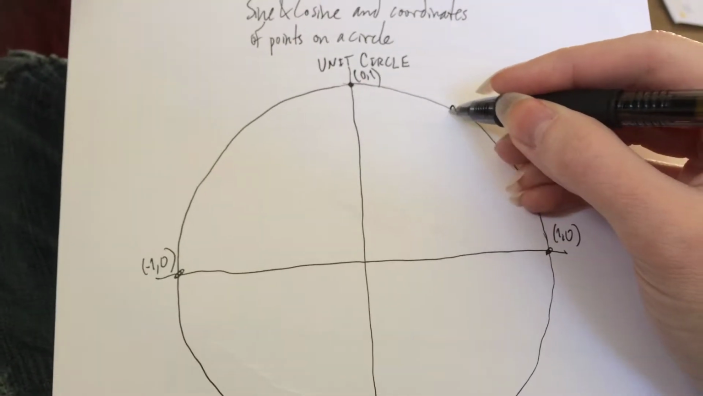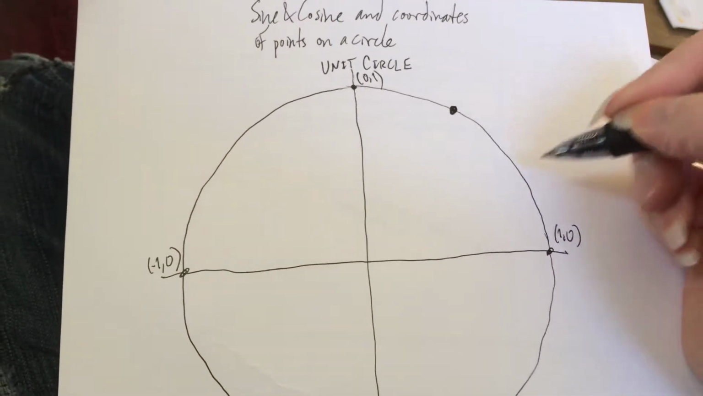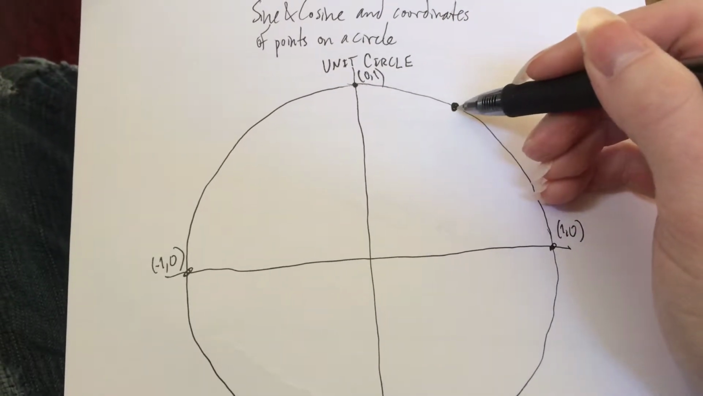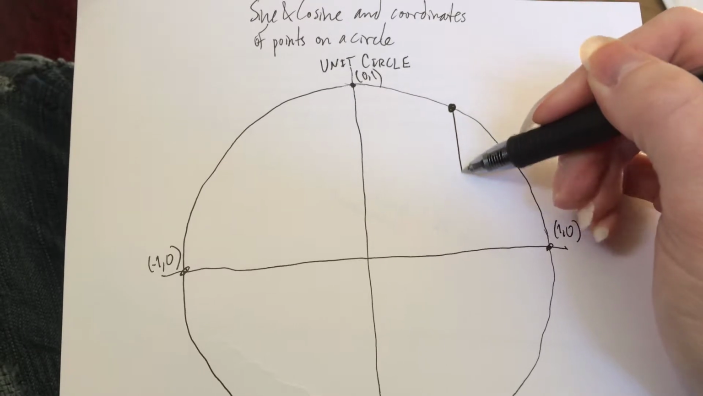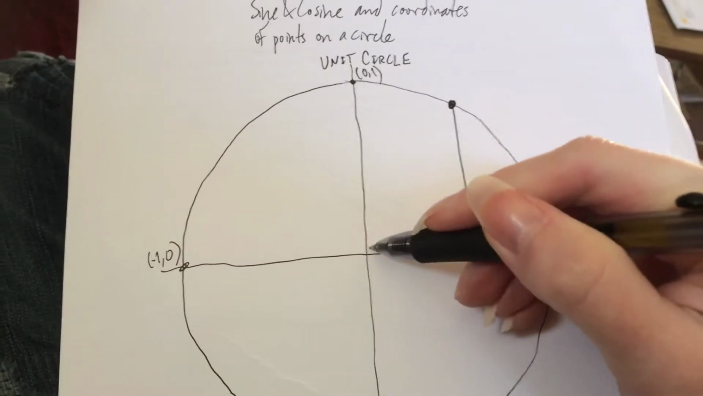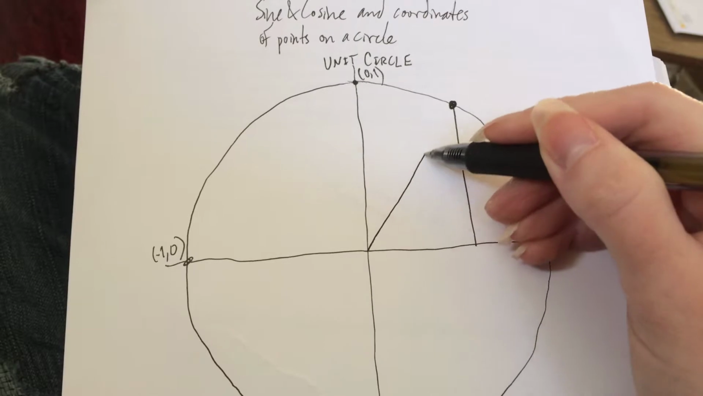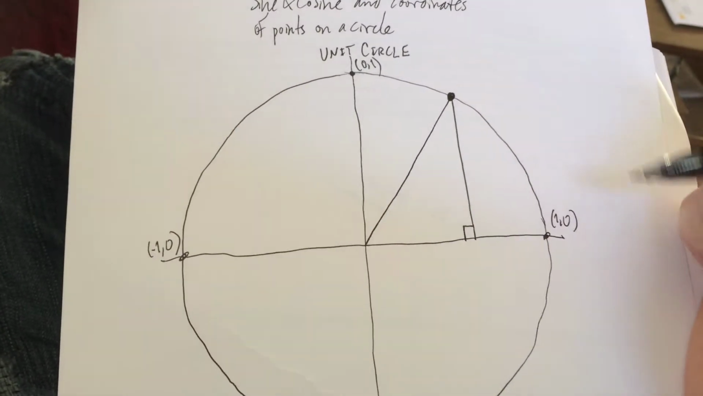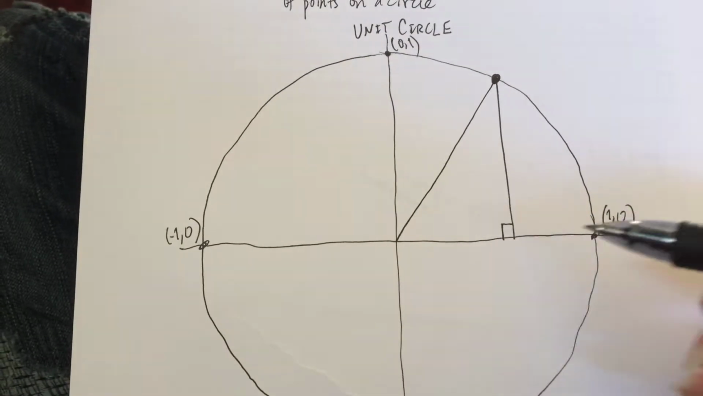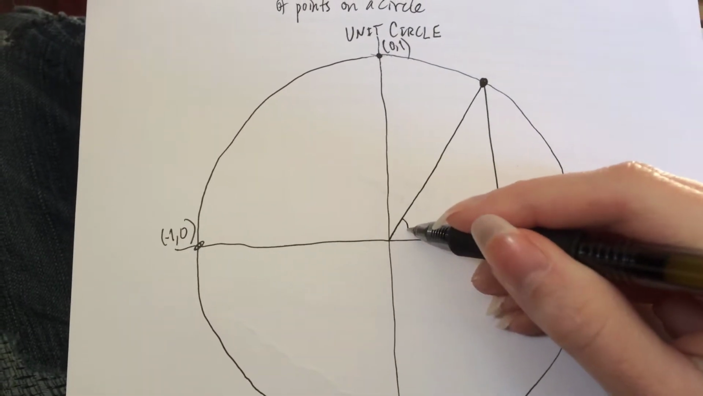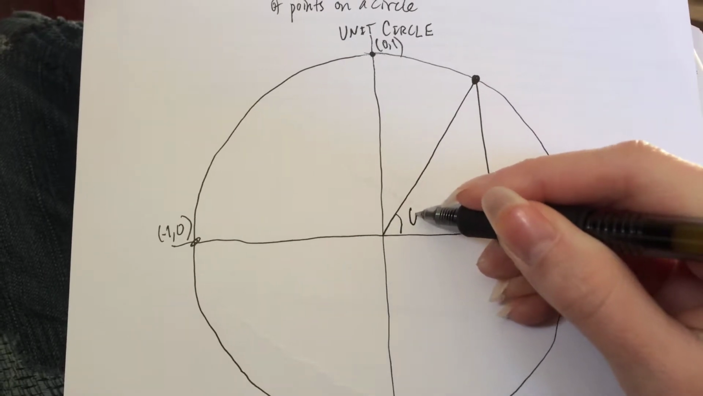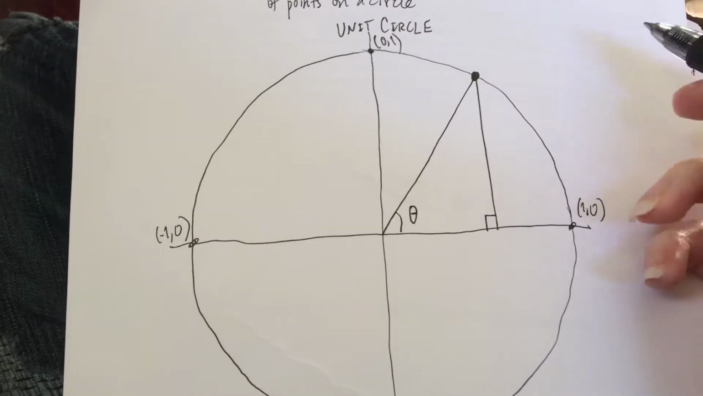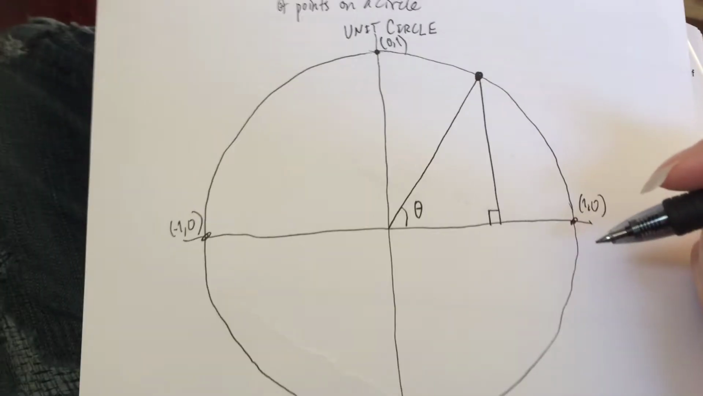If we just pick whatever random point here, and we use this point to make a reference triangle, so if we make a line going down and then a radius coming out from the origin, this is now a right triangle. Then if we look at this angle right here, we can call this angle theta. Theta is like the x of angles. It just is an unknown angle.